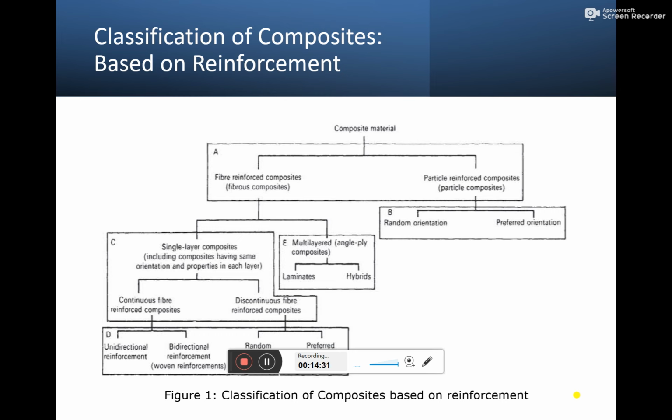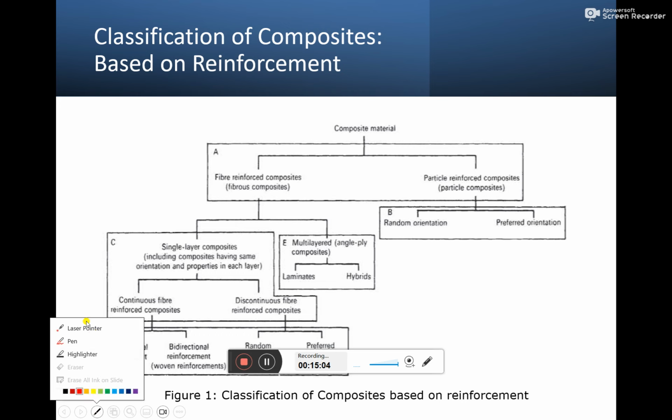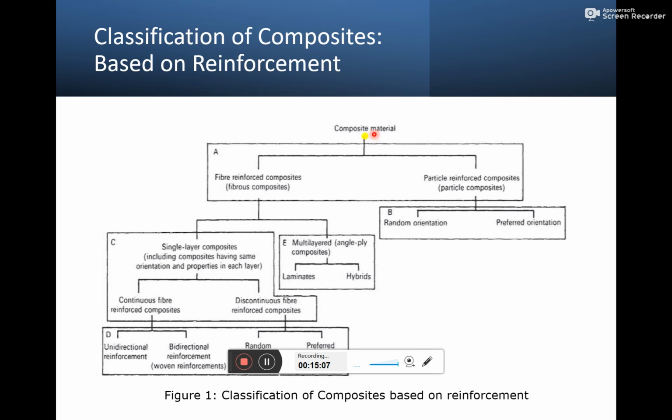Okay. The next classification of the composites is based on the reinforcement. What type of reinforcement you are using? Based on that, they are classified as fiber reinforced composites and particle reinforced composites. So here you can see, in this composite material, mainly what type of reinforcement we are using. One is the fiber reinforced composite, another one is the particle reinforced composites.